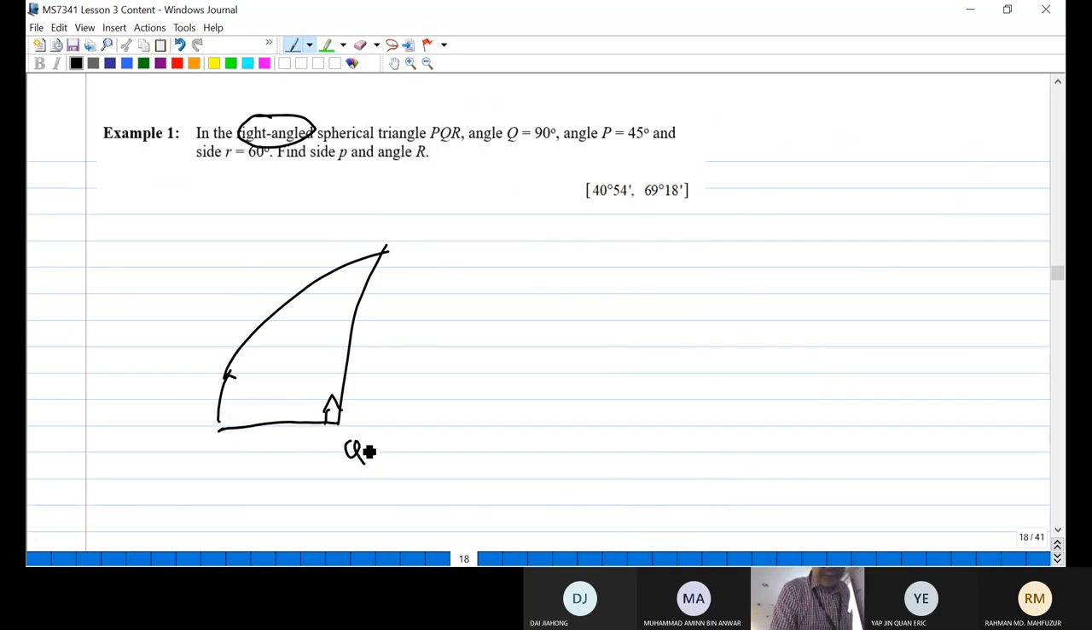So Q is here, P here, R here. PQR. The angle P is 45 degrees, so this is 45 degrees here. And side R, meaning the side opposite R here, is 60 degrees. So find side P. Side P here, small letter p, so otherwise you get confused. The side p here, and the capital P, and angle R. So where is this angle here? Okay, so I drew a triangle already.